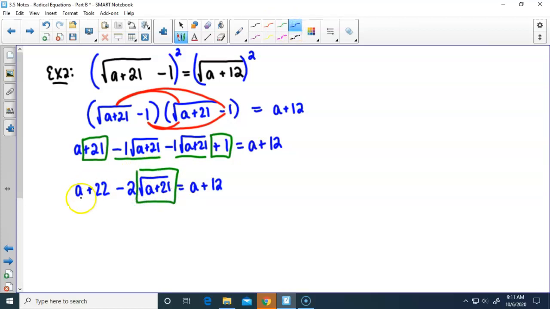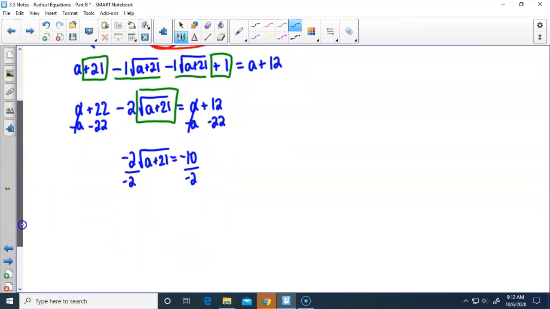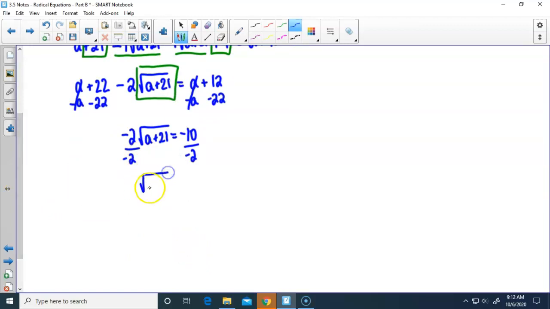So I'm going to subtract the a, and this problem is actually going to end up being a little bit easier than the last problem because the a's cancel on both sides. So that's going to make our life a little bit easier. And then we're going to subtract 22. And so we've got -2 square root of a plus 21 equals, and then 12 minus 22 is going to give us -10. And in this case, I can go ahead and divide off that -2 because 10 is divisible by -2. And we are going to get square root of a plus 21 equals 5.